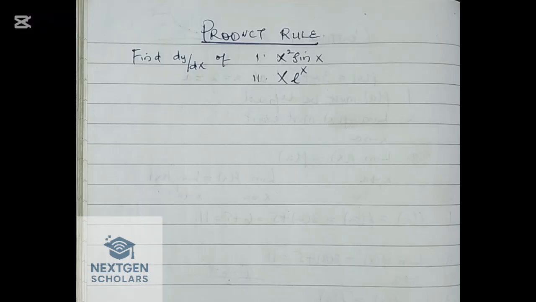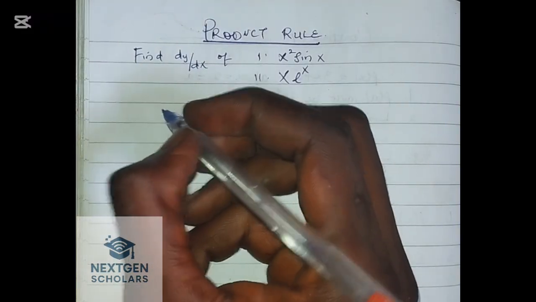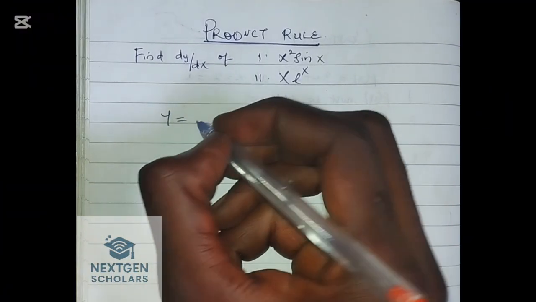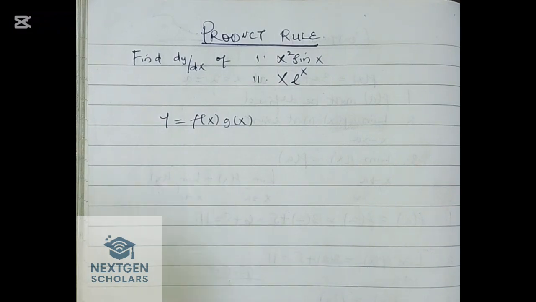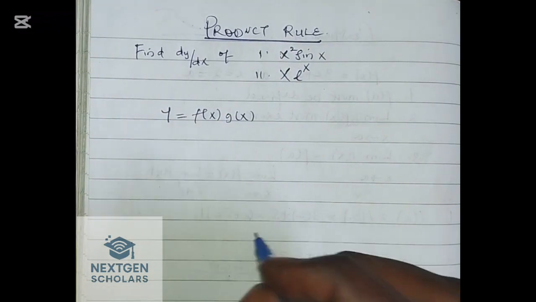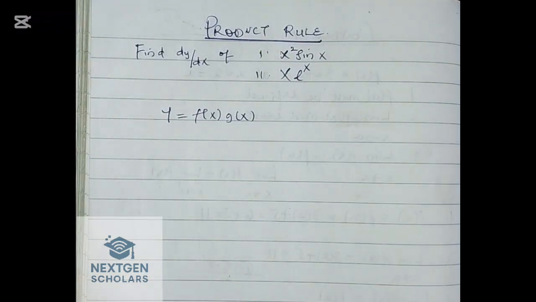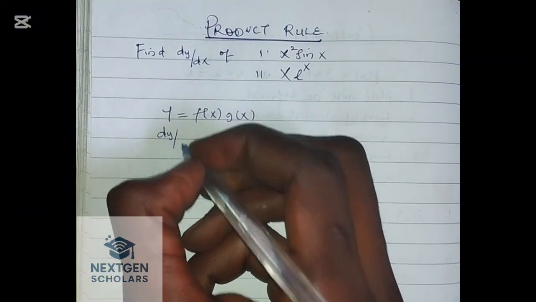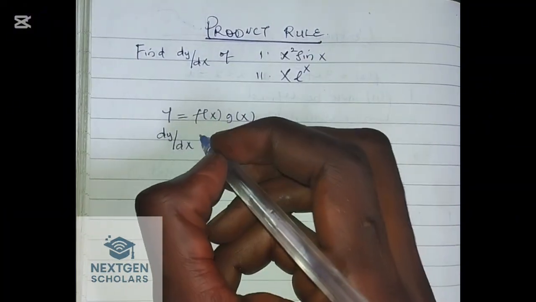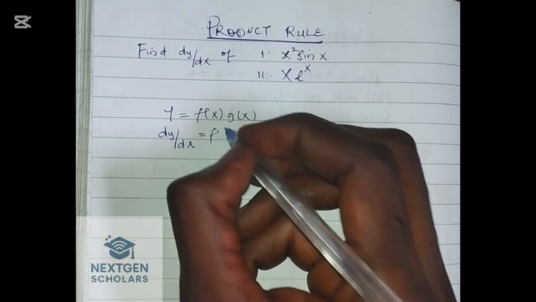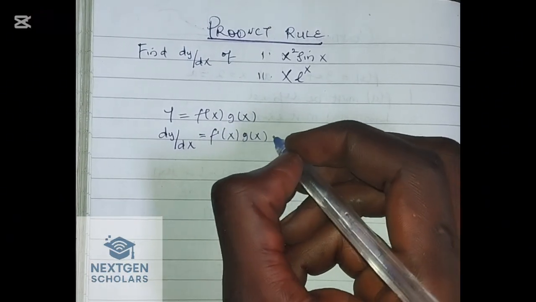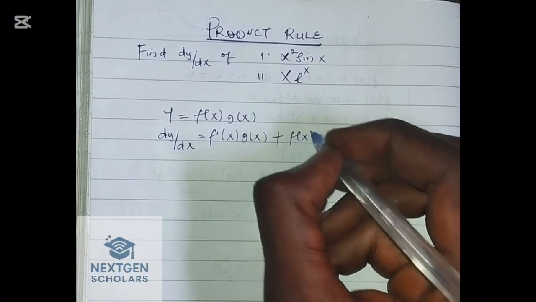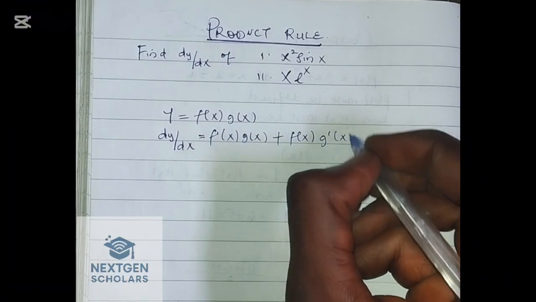The rule says that if we have two functions multiplied together, that is y is equal to f of x times g of x, then we can find its derivative using the product rule. The derivative of this function will be equal to: differentiate the first function and keep the second one beside it, add this result to keeping the first function and differentiating the second function.